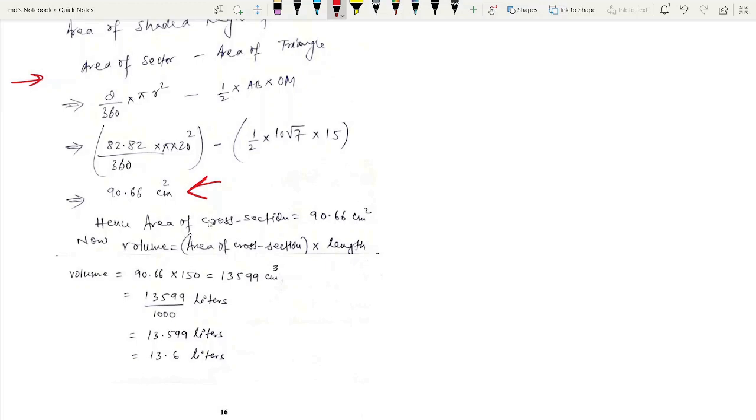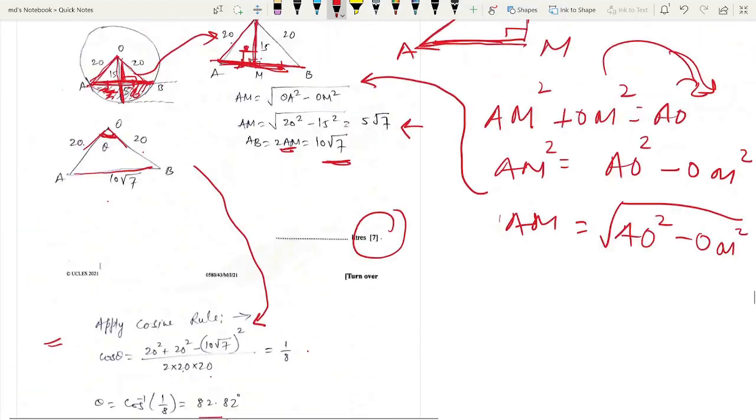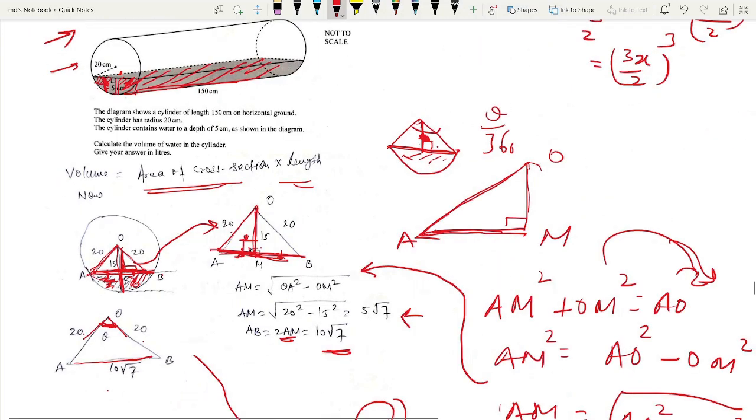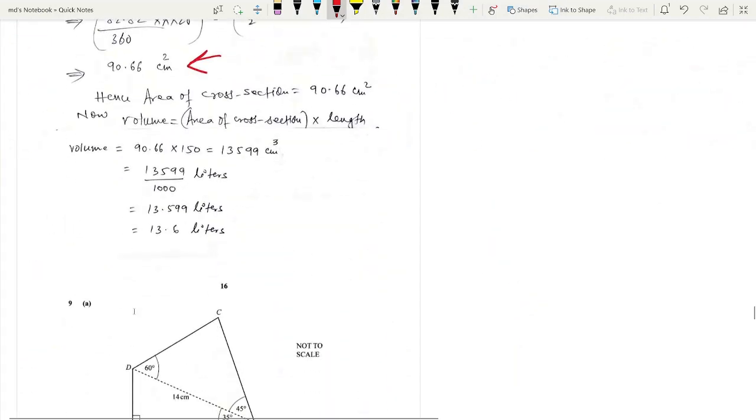This is the area of cross section, because the area of the shaded region means the area of this cross section, right? We got this area of cross section. Now it is very easy to find volume, because area of cross section times length. Length is already given, 150. So now area of cross section is 90.66 centimeters square. Volume will be area of cross section times length. 90.66 times 150 is 13,599 centimeter cube. Everything is in centimeter, that's why.